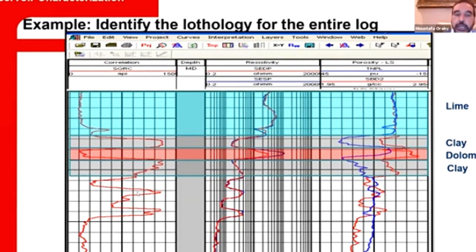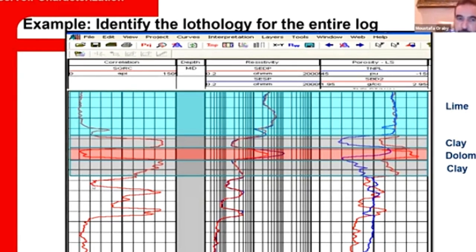Okay. Now I'm getting to a cleaner zone. It's not very low gamma ray, but it's a clean zone, cleaner. Now, if I look at the neutron density, I can see density left, neutron right, density left, neutron right. That's the sand. Okay, so I say this zone has to be sand, but as you can see, it's a sandstone.